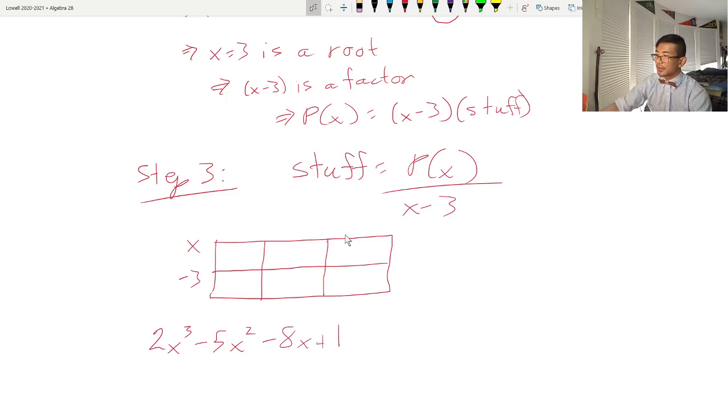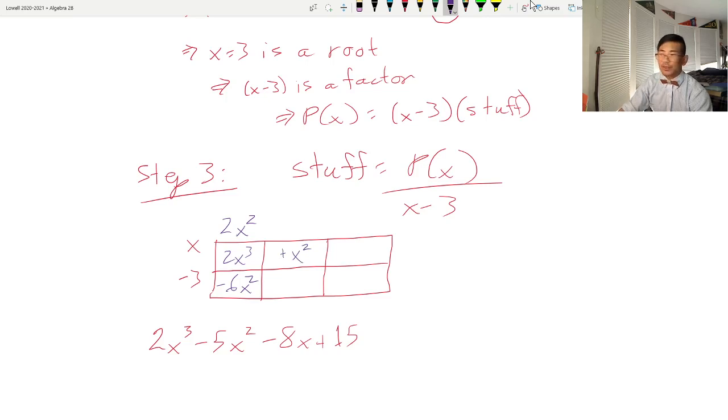And again, I like to stagger this. Okay, so we need to get the 2x cubed. I'm going to need to multiply the x by 2x squared to get to here. So that'll be 2x cubed. Follow that through again. So 2x squared times negative 3 will be negative 6x squared. Let's see. I need negative 5x squared, and I already have negative 6. So I need to get rid of one of those negative ones by adding 1. So plus an x squared.